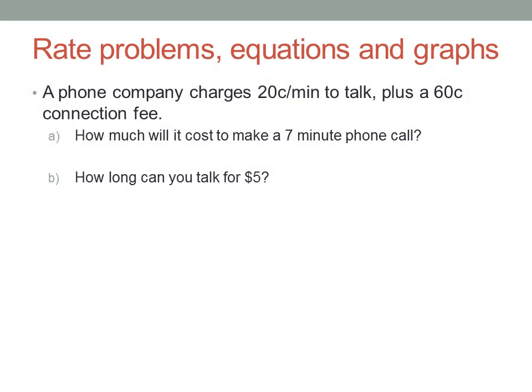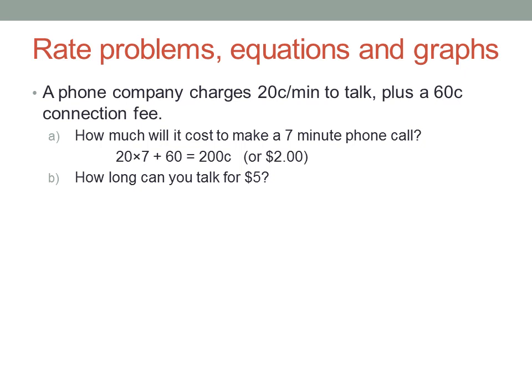Here's another rate problem, which I want to use to illustrate the relationship between the rate, the equation, and the graph. A phone company charges 20 cents per minute to talk, plus a 60-cent connection fee. First, how much will it cost to make a 7-minute phone call? Well, it's 20 cents per minute, so that's 20 times 7, plus the connection fee of 60 cents. That makes a total of 200 cents, which is $2.